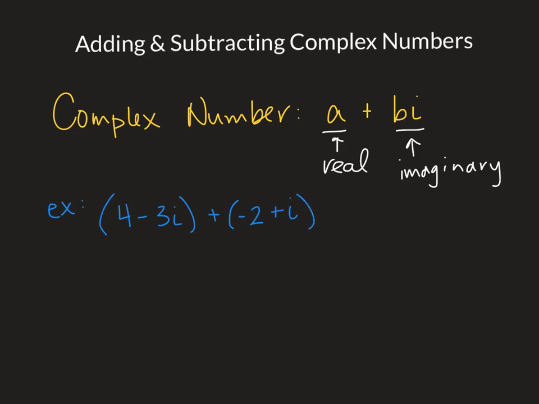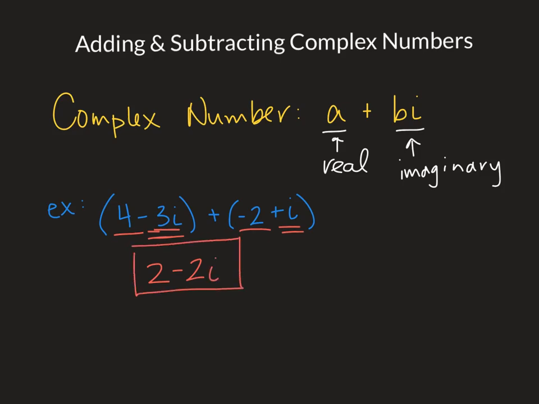So these are each complex numbers, and even though i is technically the square root of negative 1, we can think of it as a variable when adding or subtracting, meaning when we add these two together, we're just combining like terms. So we don't even really need the parentheses here. And we will add together the real parts in order to get 2. And then we'll add together the imaginary parts, negative 3i and positive 1i, to get minus 2i.